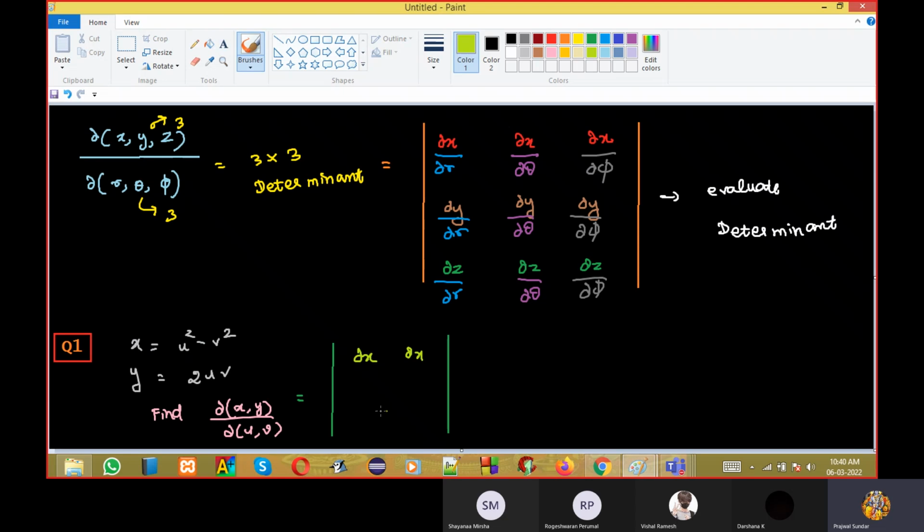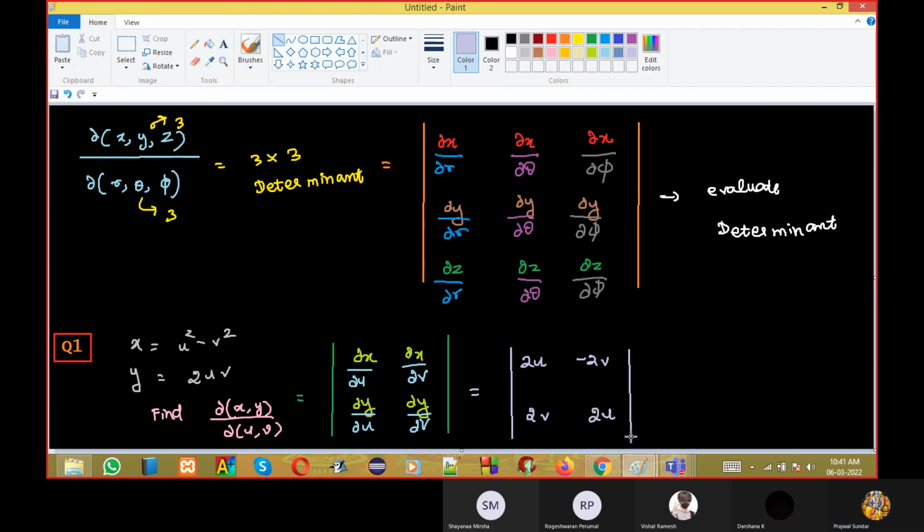Dou x, dou y, divided by dou u, dou v. What will happen? What is dou x by dou u? Dou x by dou u is 2u. Dou x by dou v is minus 2v. Dou y by dou u is 2v. This is 2u. Very, very carefully you should evaluate. I'm telling you, easily you can make a mistake. This will be 4u squared plus 4v squared, equal to 4 into u squared plus v squared. Is it clear? Simple, no?